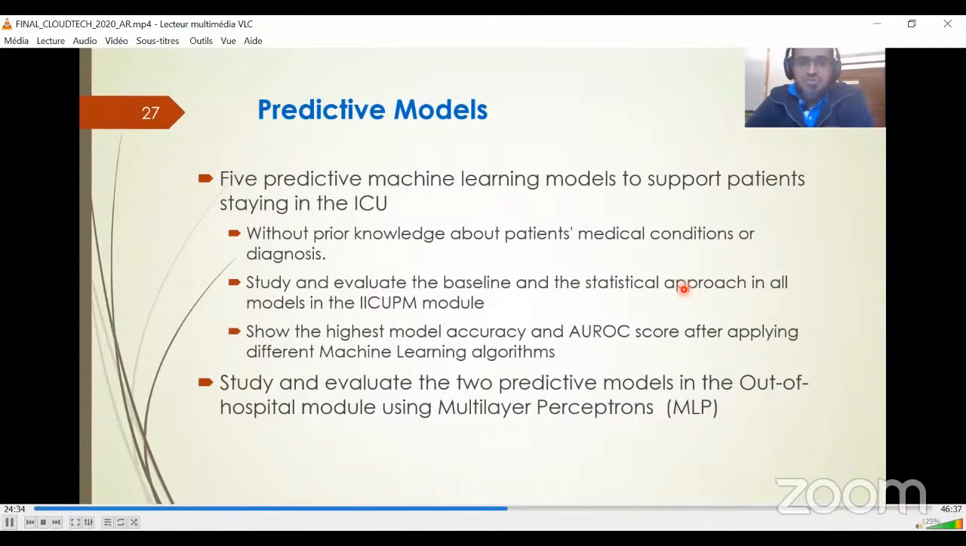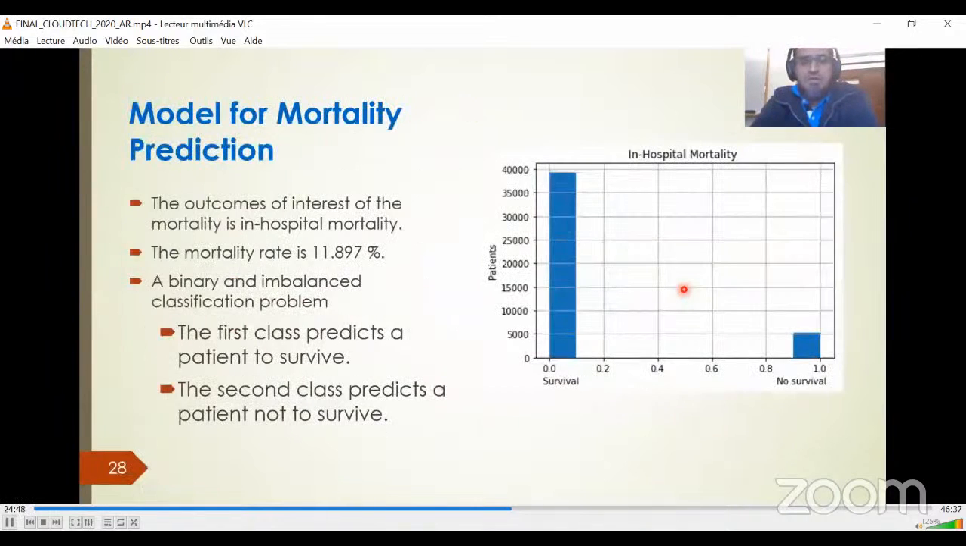Also, we're going to show in this presentation only the highest model accuracy and area under ROC score after applying different machine learning algorithms. For the out-of-hospital module, we use a multi-layer perceptron. Now, the mortality model: the outcome of interest is the in-hospital mortality, and we found that only around 12% belong to the non-survival class. So we have a binary but imbalanced classification problem.